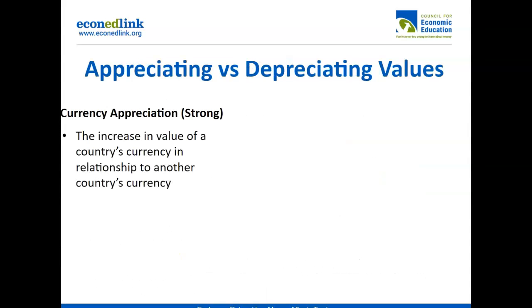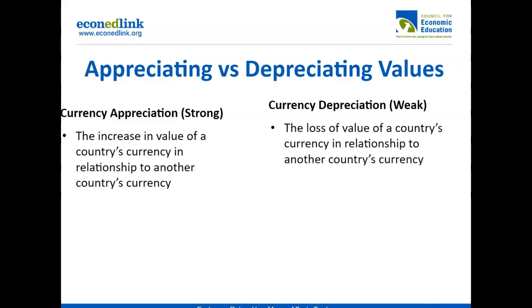Now we talk about, when it comes to currency, appreciating and depreciating values. Currency appreciation is when a currency becomes stronger. So for example, if the US dollar is strong, the value of the US dollar in relation to other countries' currencies has increased. We can buy more from that other country. If a currency depreciates, that means it becomes weak in relationship to another country's currency. So if the US dollar decreases, for example, against the Chinese yuan, we will get less Chinese yuan for US dollars.